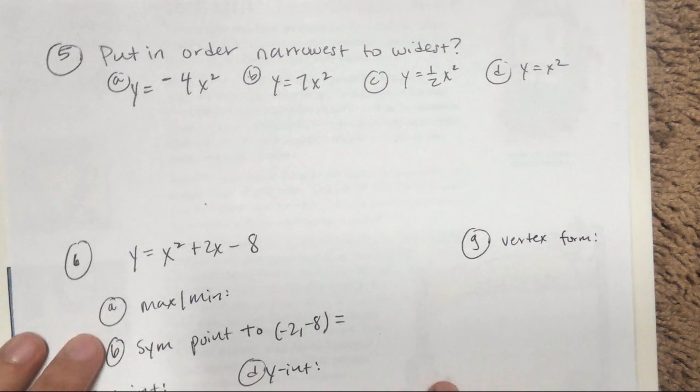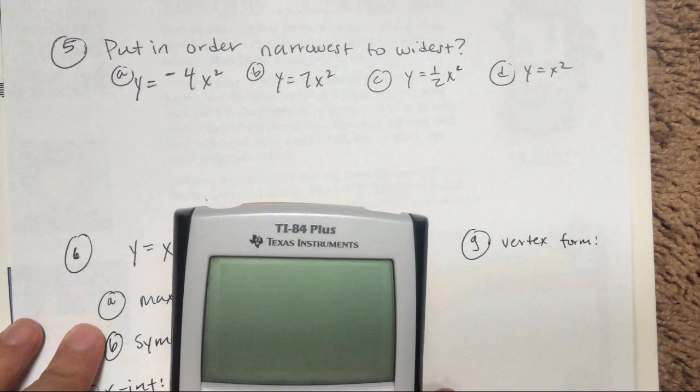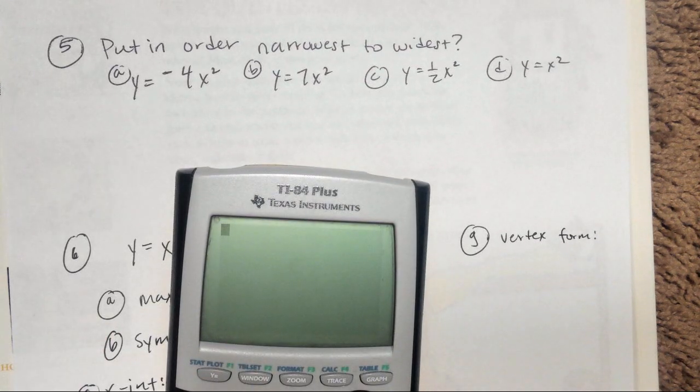Alright, so this is number 5. It says put an order from nearest to widest. If you're really stuck and confused and you didn't know what to do for this problem, guys, and you saw it on your test, my best bet would be to use your handy-dandy calculator. Especially it's easier if you have those ones that you can plug in and graph.